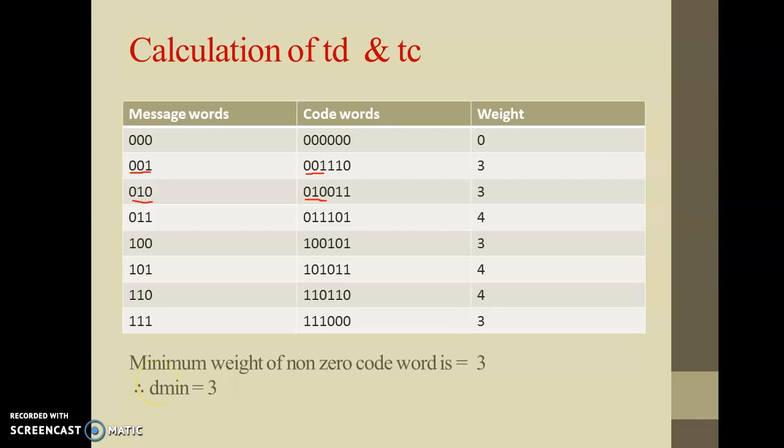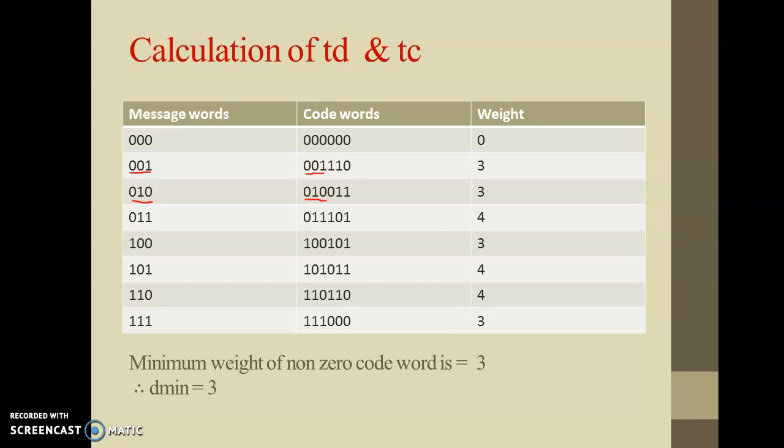If you observe this, 001 has the code word 001110. So the first 3 bits are the same as your message bits. This is called a systematic LBC. So the first k bits will be nothing but the message bits. You need not calculate the first k bits of the code word, directly go for the calculation of the remaining n minus k bits. That will save your time in the examination.